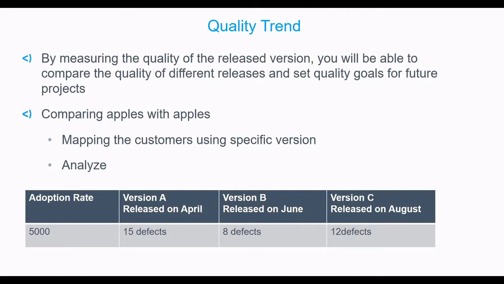So what does it mean? It means that release B is clearly better than release A, right? Because fewer defects were discovered after the release at the same point of time that we are measuring. Which is good. However, we can also see that release B is better than release C, which is bad, right? Because we want the quality trend to be good.